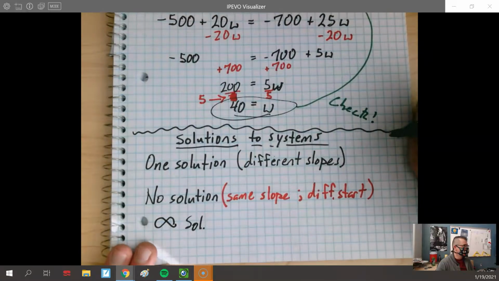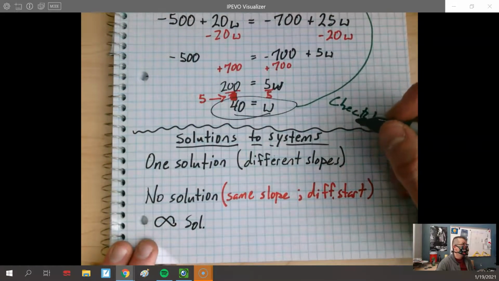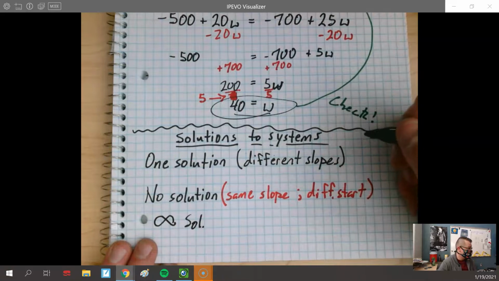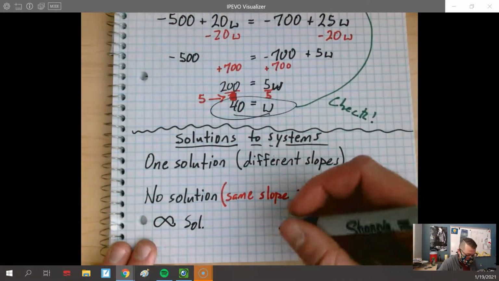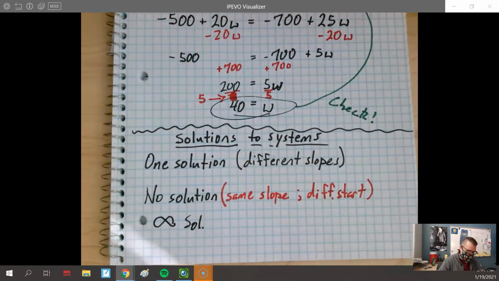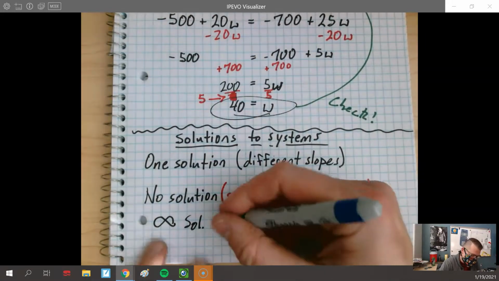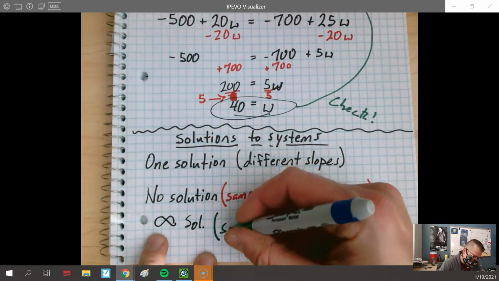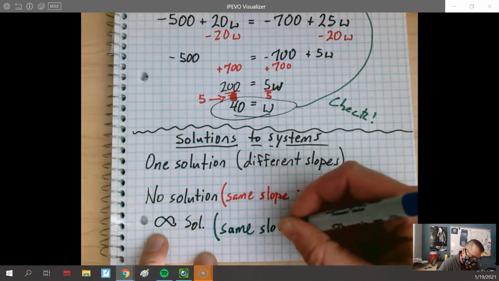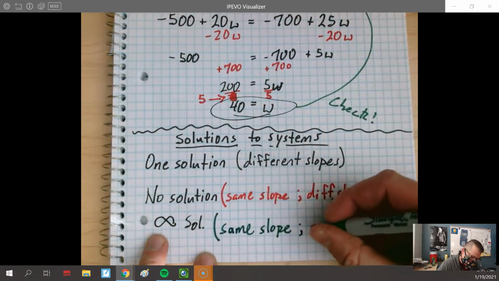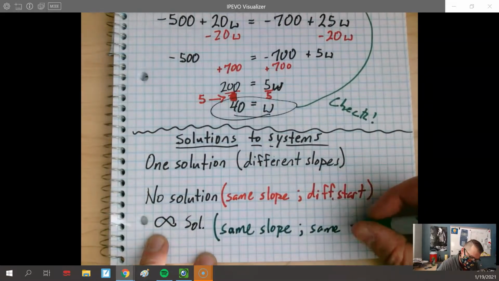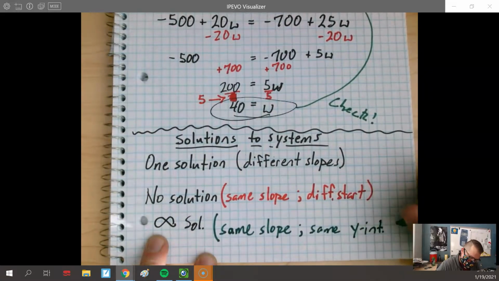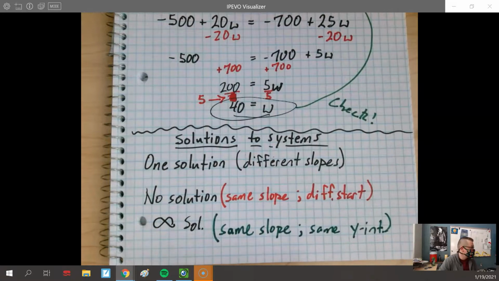Every time they sell the same number of Whatsits, they'll have the same amount of profit. Right? So what that means, if we have infinitely many solutions, is same slope and same y-intercept. Same slope and same y-intercept. And that is our Whatsit story.